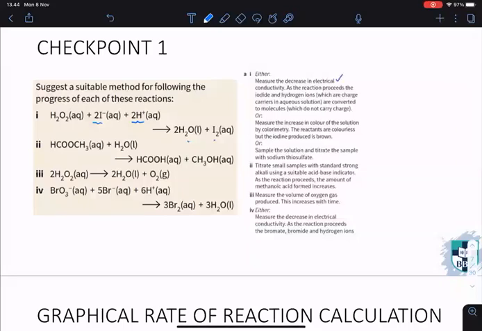If, let's say, I don't want to use electrical conductivity, is there any other way that I can use? Of course you can. You can see I2 is going to be brown in color, and I minus is going to be colorless. You see the intensity of the brown color is going to be increasing. You can also use colorimetry over here.